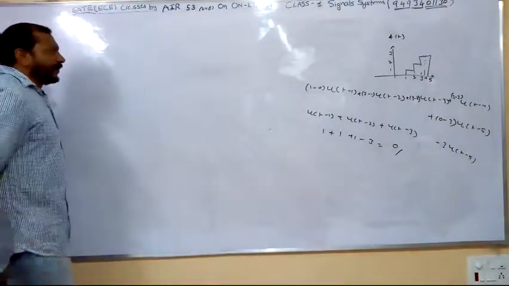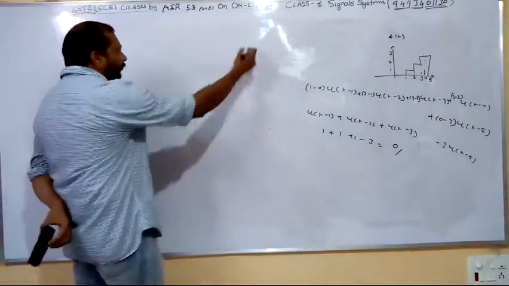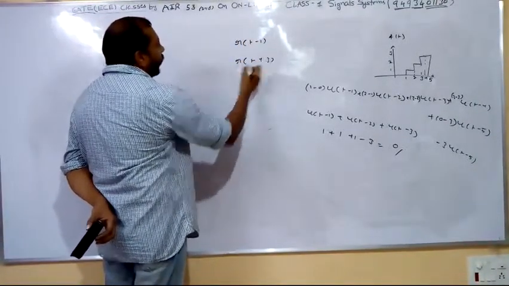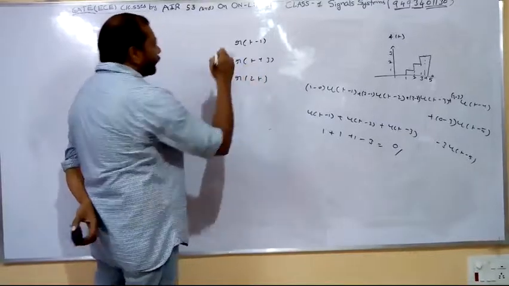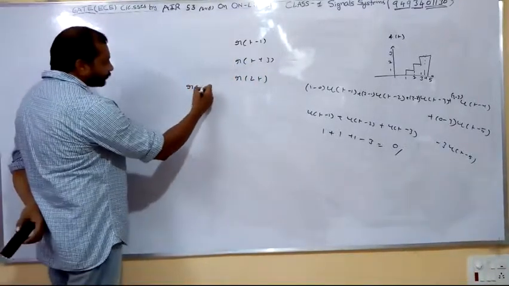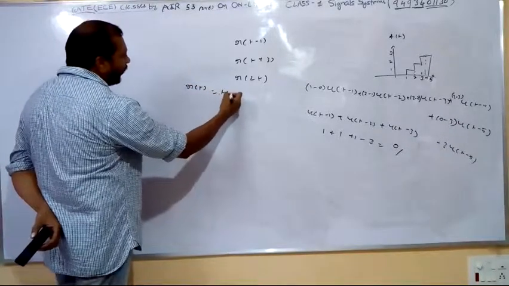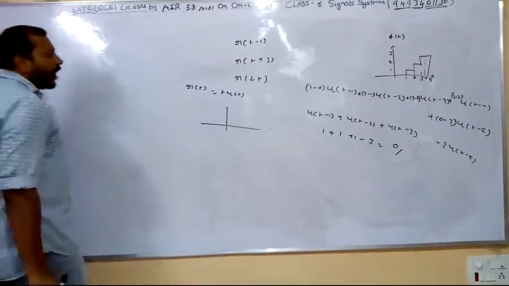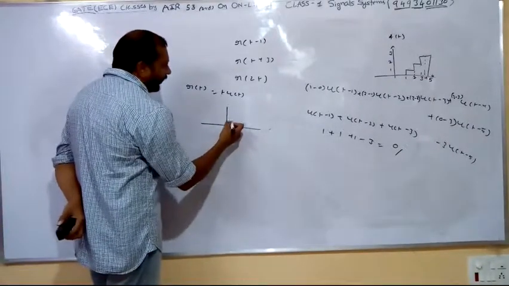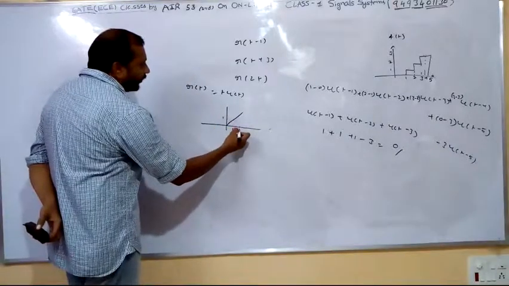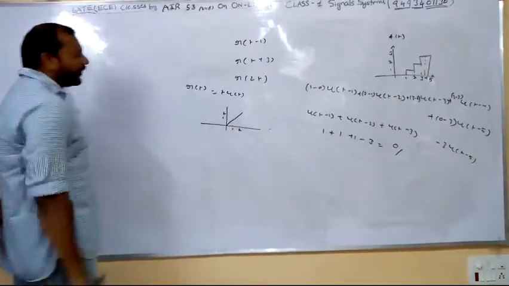Now represent the signal r of t minus 1, r of t plus 3 and r of 2t. R is nothing but your ramp signal. R of t is equal to simply t into u of t. This exists only for the positive values of time, and it is of the format y equal to mx, only linearly increasing like this. This is the ramp signal. The corresponding value here is equal to 1, and here the corresponding amplitude is equal to 2.